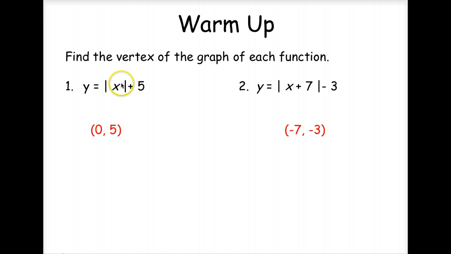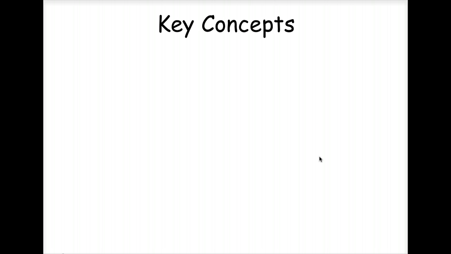Okay, to find the vertex, there's nothing added to the x. So we have an x for h and a 5 for k. And on this one, remember, in the grouping symbol, it is the opposite sign. So -7 for h and a -3 for k. Very good. Let's look at the key concepts.